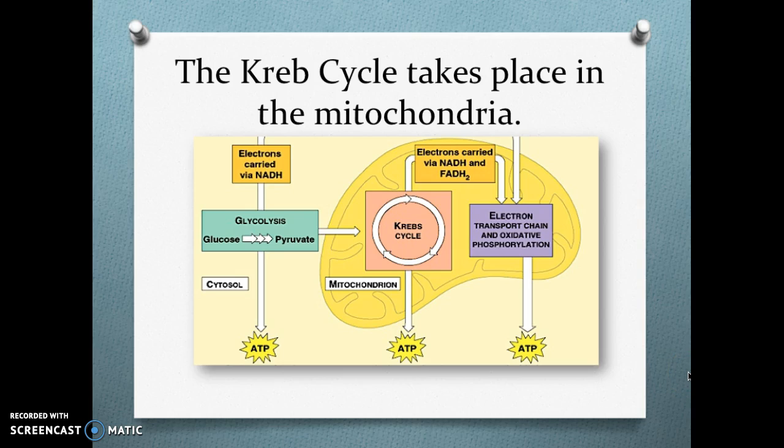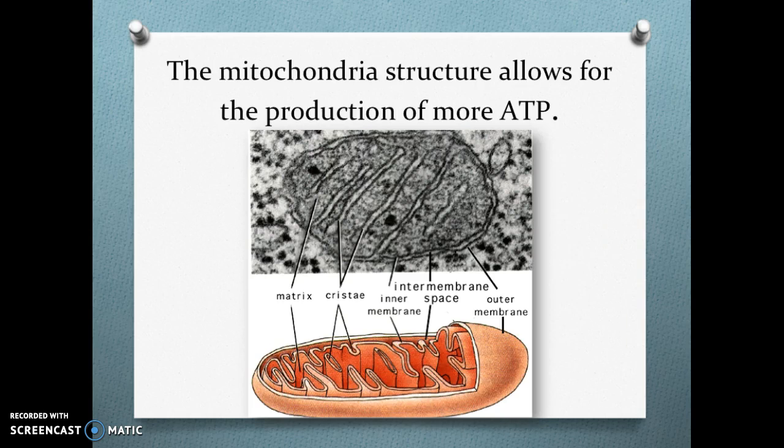And now finally, now that we've created our acetyl-CoA, we can actually enter the mitochondria and go through the Krebs cycle. So now we are in the mitochondria conducting the Krebs cycle. Let's talk a little bit more about the mitochondria and its structure. The mitochondria allows for the production of more ATP based on its structure. It has an outer membrane that's basically like the skin, and then it has this inner membrane. That inner membrane has many folds called cristae.